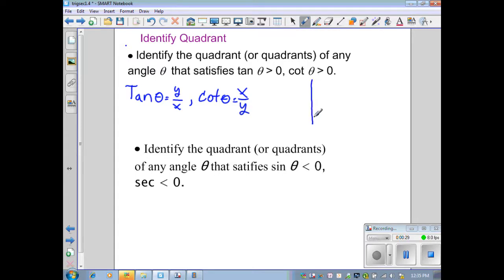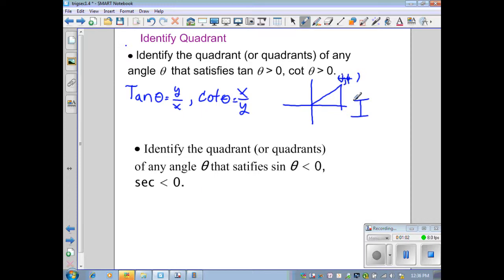So let's take a look at a coordinate plane, and let's draw an angle in quadrant 1. Here, I'll have a point on a terminal side, and in this situation, my x will be positive, and my y will be positive. So when I substitute my values in for x and y, positive divided by positive, I'm going to get cotangent and tangent theta both greater than 0. So in this situation, quadrant 1 will be a solution for my problem.